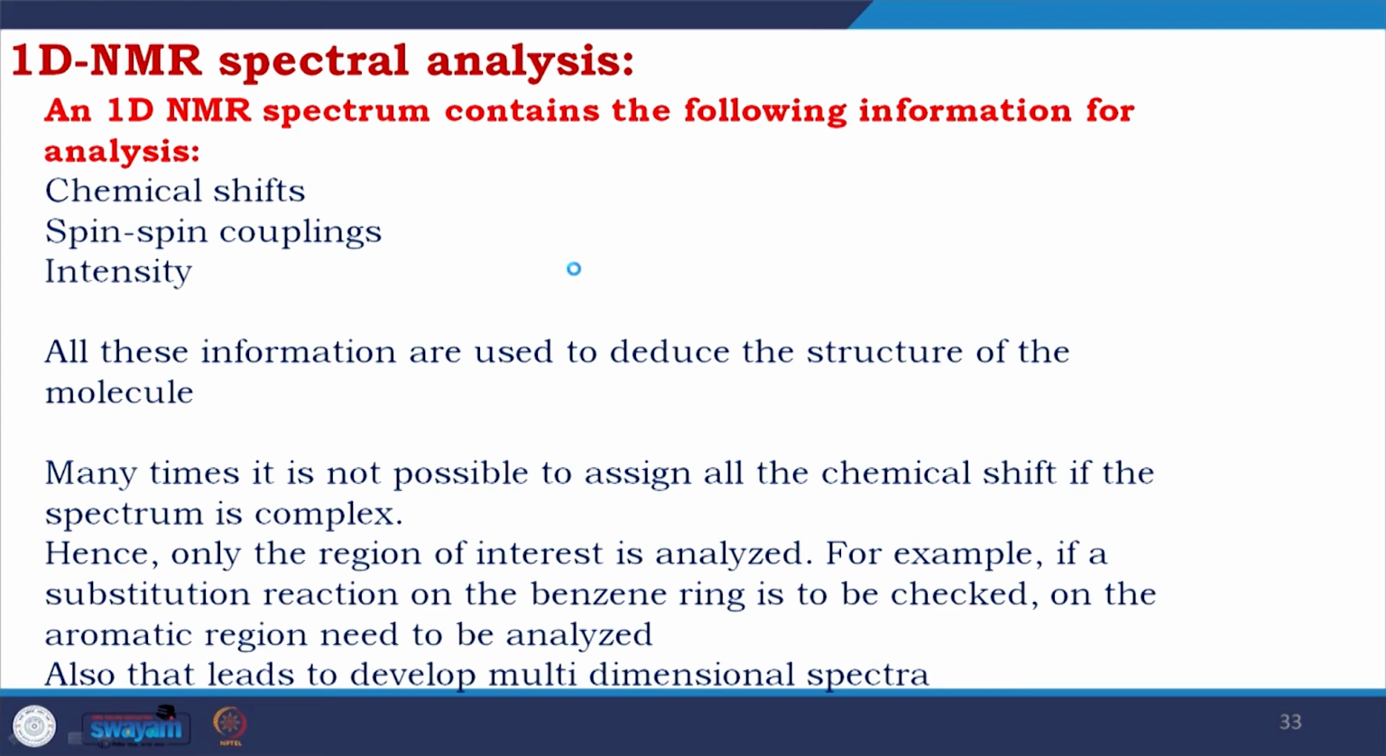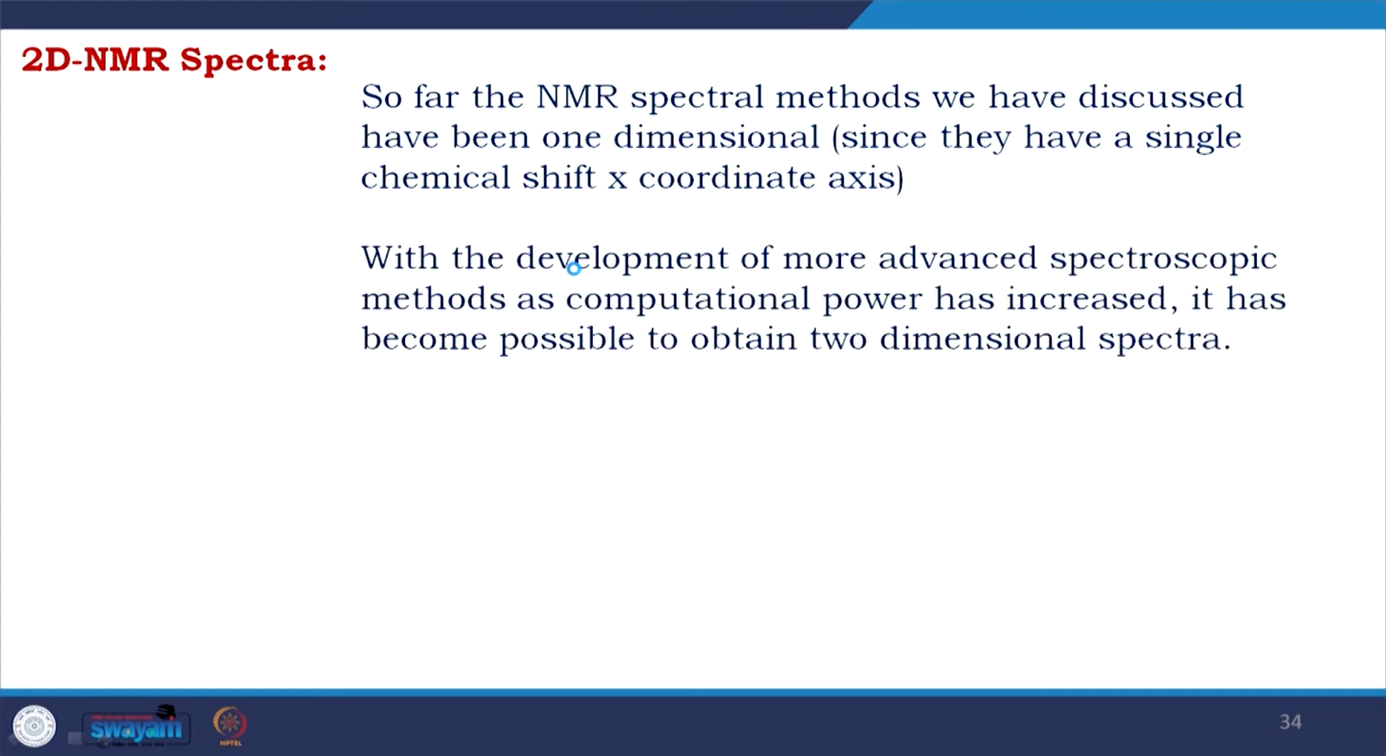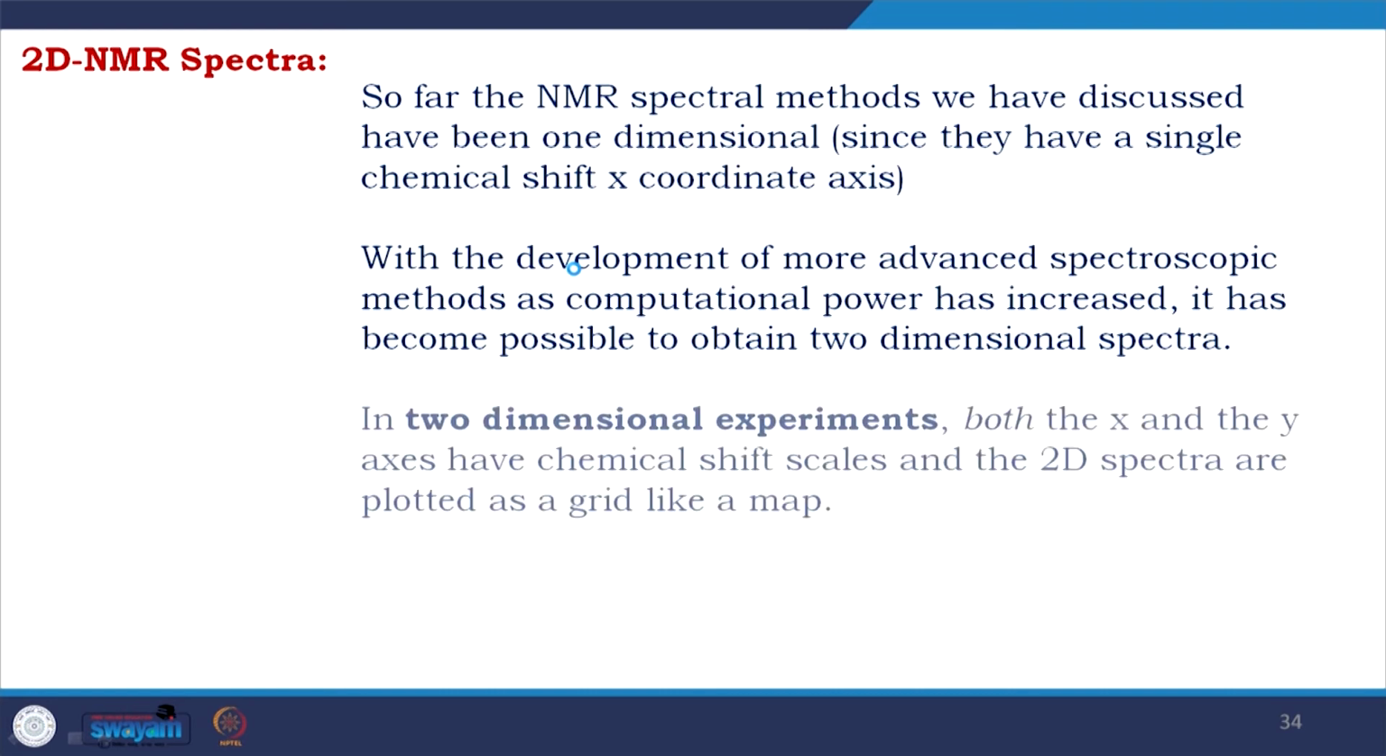So, we have discussed different effects, how they give an NMR technique, how they affect the proton, how they affect the carbon, what we get from 1D hydrogen or proton spectra, and what we get from 1D carbon spectra. Now, we are shifting to 2D NMR spectra. So far the NMR spectral methods we have discussed have been one dimensional, since they have a single chemical shift coordinate axis. With the development of more advanced spectroscopic methods, as computational power has increased, it has become possible to obtain two-dimensional spectra.